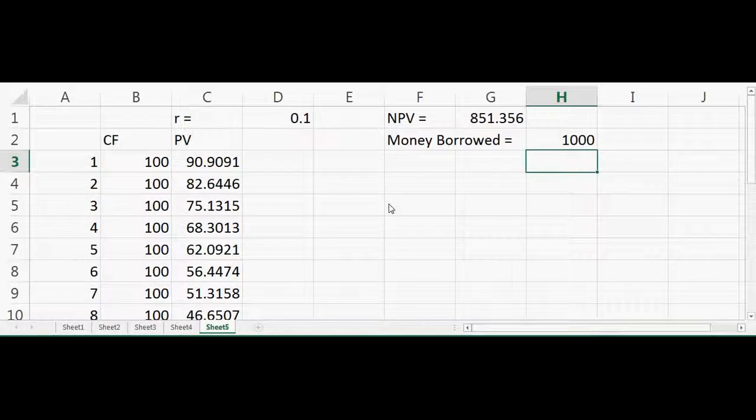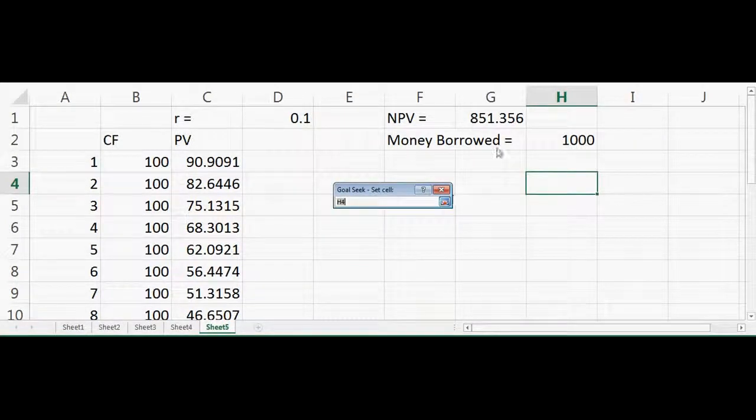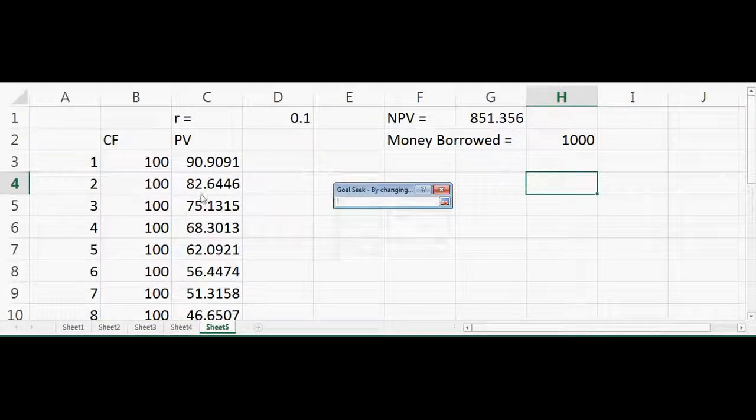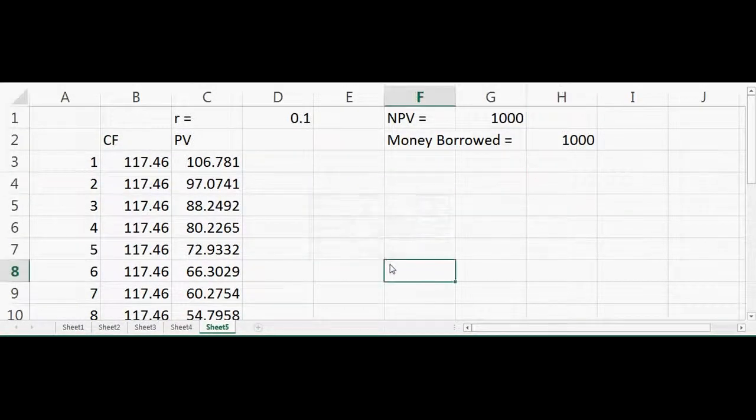What I'll do in this case is go to the data tab and click on goal seek. So I'll say data tab, what-if analysis, and goal seek. It says set cell, so I'll say set cell net present value, and to value, because the money borrowed is 1000, and then by changing cell, I'll say cash flow and say okay. You can see that now the net present value is equal to the money which was borrowed, and the cash flow should be 117.46.